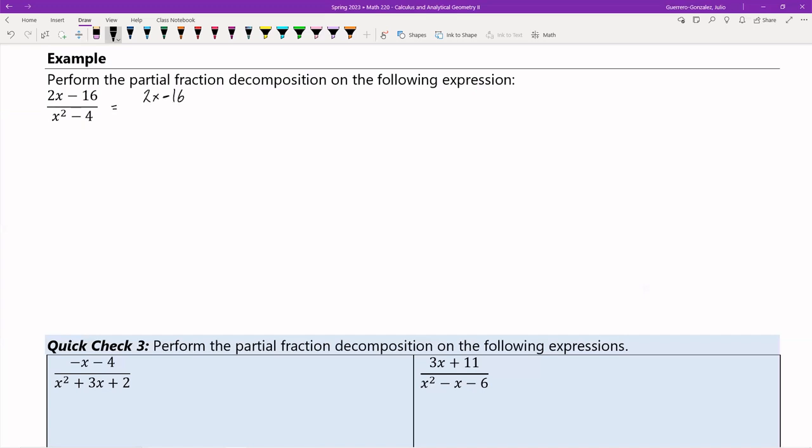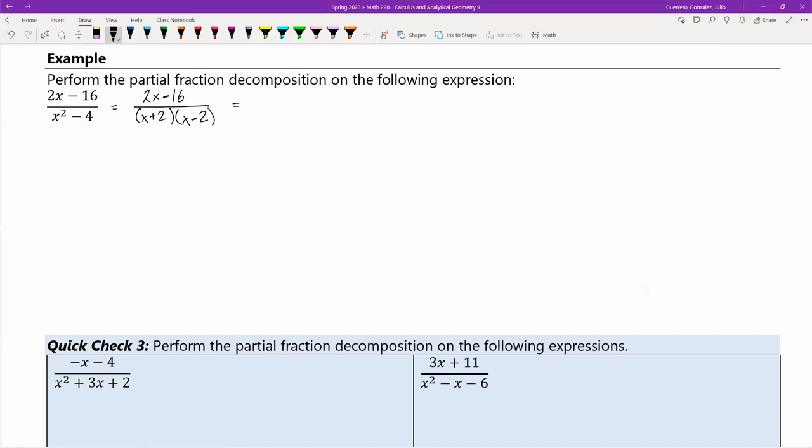2x minus 16, I'm just going to rewrite the top. The bottom, I know that factors. That's going to be x plus 2, x minus 2. Now here comes the important bit of the theory, the thing that carries on for the rest of the section.